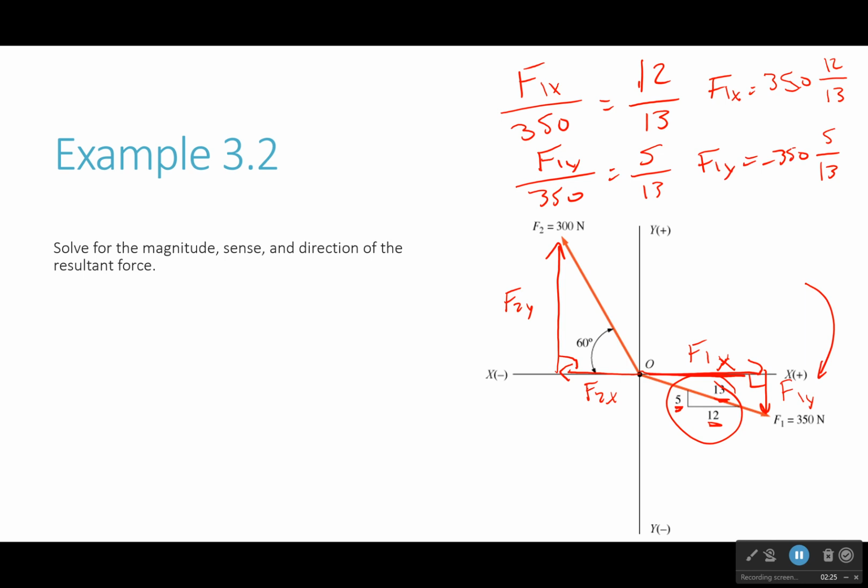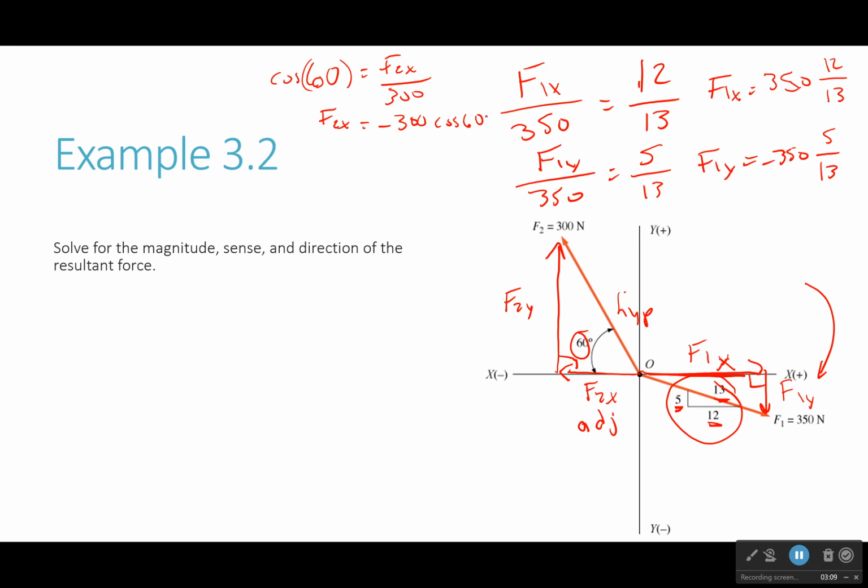Okay. Now let's look at the second one. So this time I have an angle, and so I'm going to do trig functions. I'll start with F2x. Well, F2x over the hypotenuse, that's adjacent over hypotenuse, and adjacent over hypotenuse is cosine of theta. So cosine of 60 is equal to F2x over 300. That's the hypotenuse. I'm going to cross multiply to solve, and I'll get that F2x is equal to negative, because it's pointing in the negative direction, 300 cosine of 60.